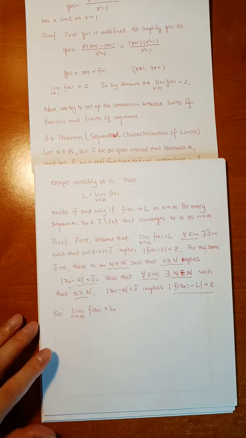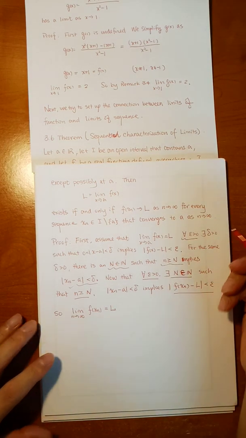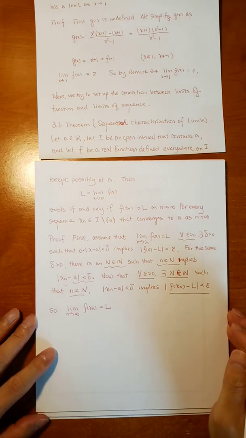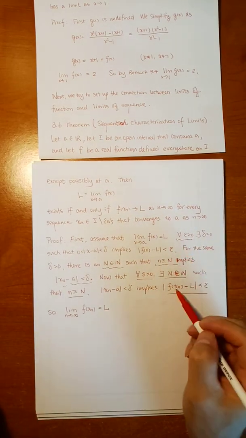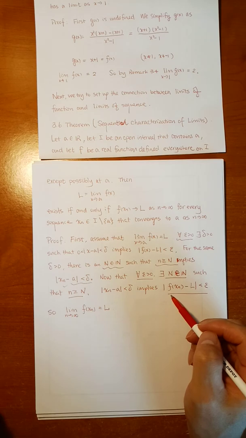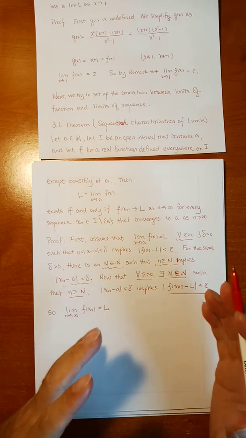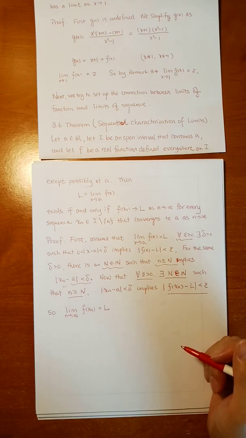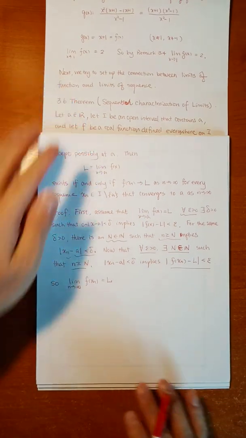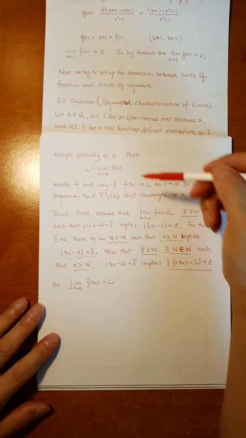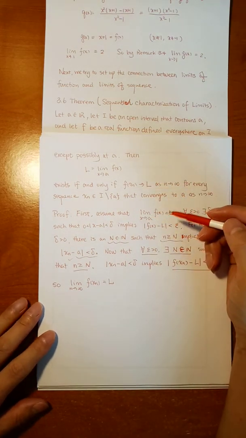Correct? So we use this delta as a little bridge to jump from epsilon to capital N, because epsilon is related to the function value f(x), and delta is related to x, where xn approaches A. Okay, so this is our first part. When you have the limit of the function, you can get the limit of the sequence.